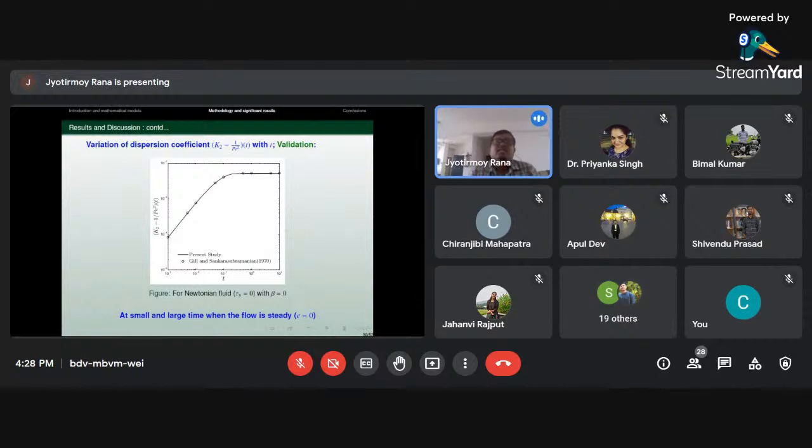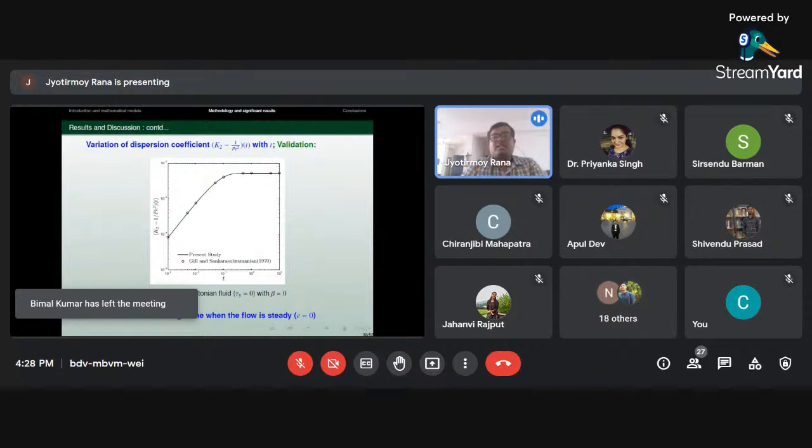So now this is the result for the dispersion coefficient. This is the result for solute dispersion for a Newtonian fluid considering steady flow, and this validates our result. We can see that our result matches the previously obtained result by Gill and Shankar Subramanian.